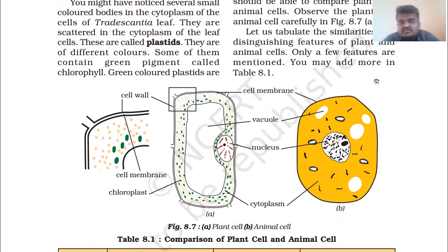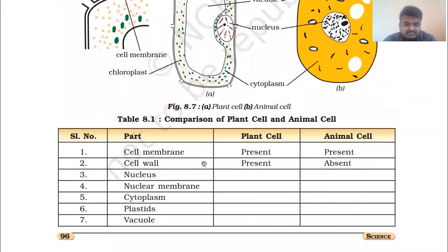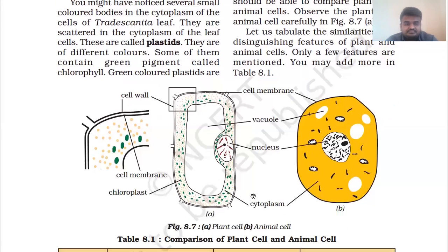Let us tabulate the similarities and distinguishing features of plant and animal cells. Only a few features are mentioned. You may add more in table 8.1. See, this is the last one, the seventh. We have already discussed it in the last session. So now you are given this. This is the figure 8.7 A and B.